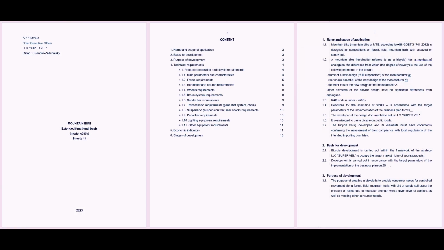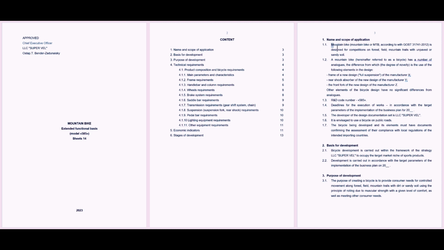As an example of an extended functional basis, we will consider the textual functional basis for the development of a mountain bike, or MTB. In this text functional basis, there are such sections as name and scope, basis for development, purpose of development, technical requirements, and economic indicators. Other sections of the development of a mountain bike are not included in the text functional basis for the reasons described above.